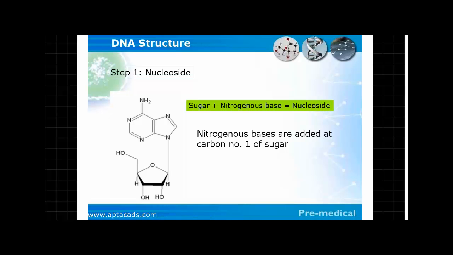Now as we can see in the diagram, this is the nitrogenous base, and this nitrogenous base binds at carbon number 1 of sugar. So the structure formed is called a nucleoside.